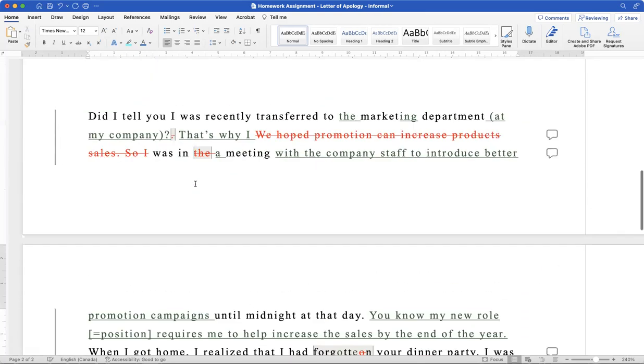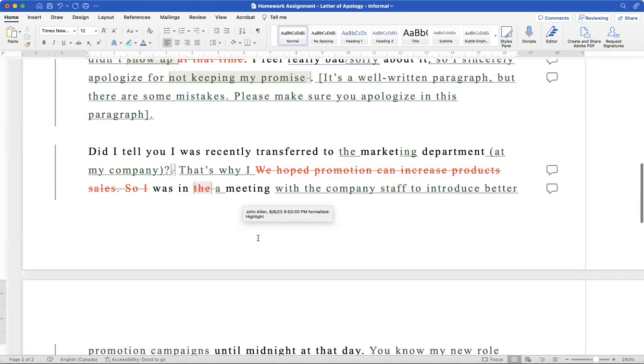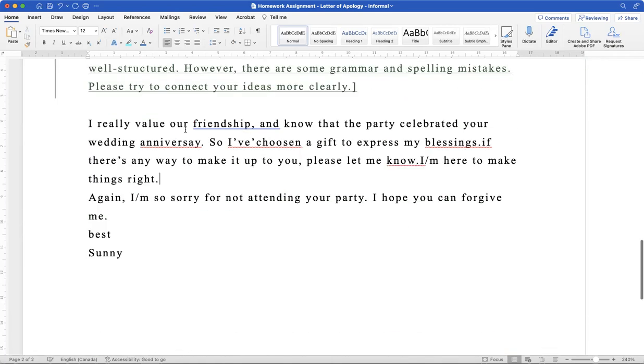Okay, I really value the last paragraph, the last body paragraph, say what you will do to make up for it. I really value our friendship. Great job. So after and, there is no subject, so you don't need to use a comma here. In order to use a comma here, you must use another subject here, like I. I really value our friendship, and I know that the party celebrated your wedding anniversary.